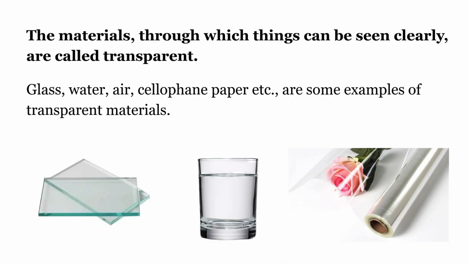The materials through which things can be seen clearly are called transparent. Glass, water, air, cellophane, paper, etc. are some examples of transparent materials.